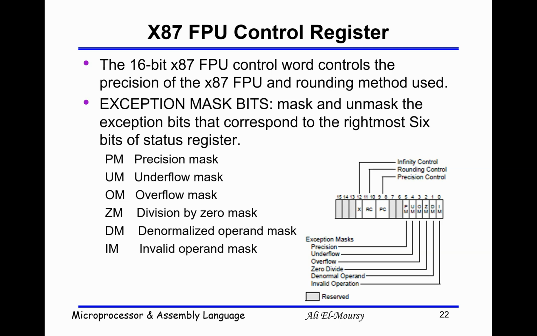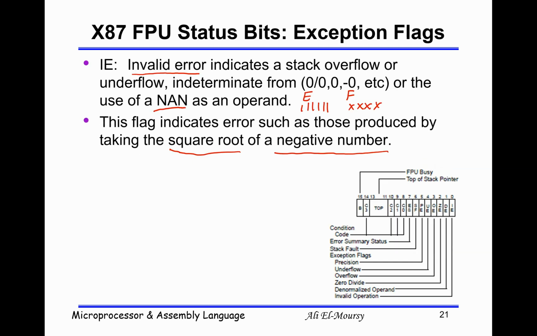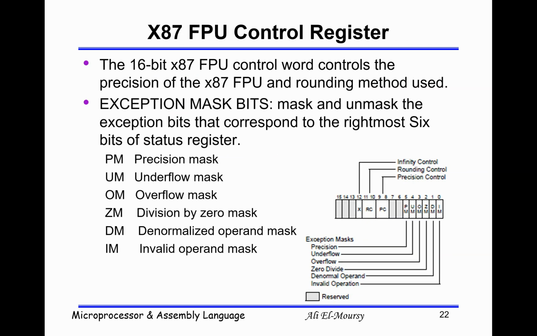This is actually part 2 of lecture 27. So this is lecture 27 part 2. We are continuing with the slides for the floating point unit, FPU, and we are in slide number 22. In the last lecture we finished describing the floating point status bits, and we will go to the next register to be explained here, which is the control register.